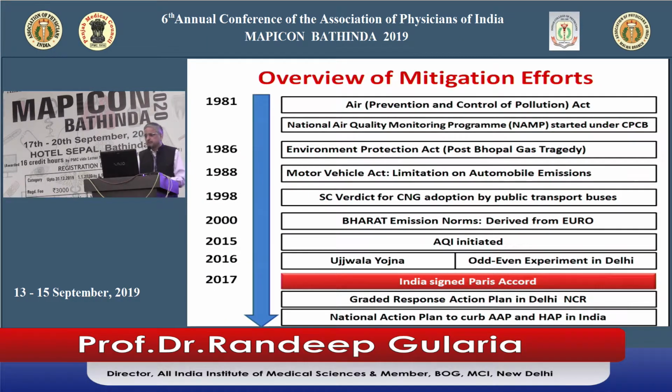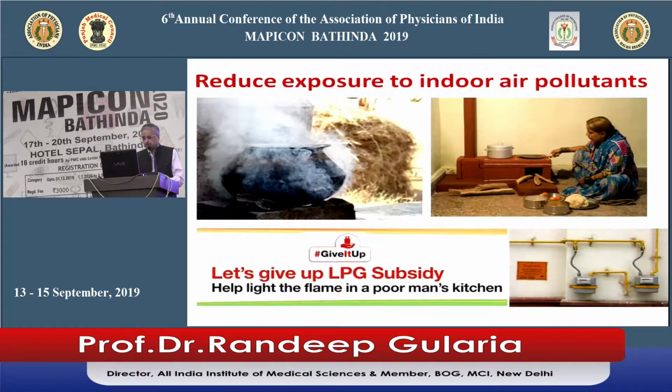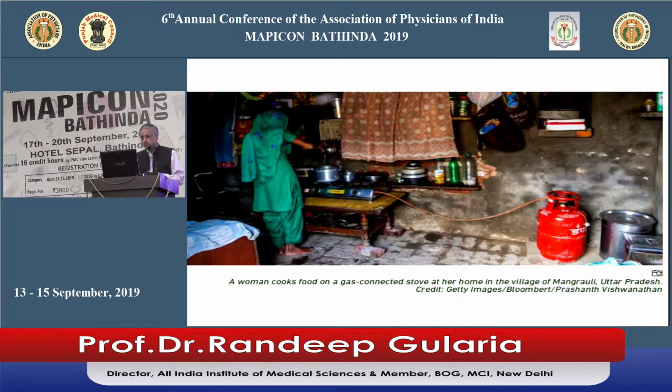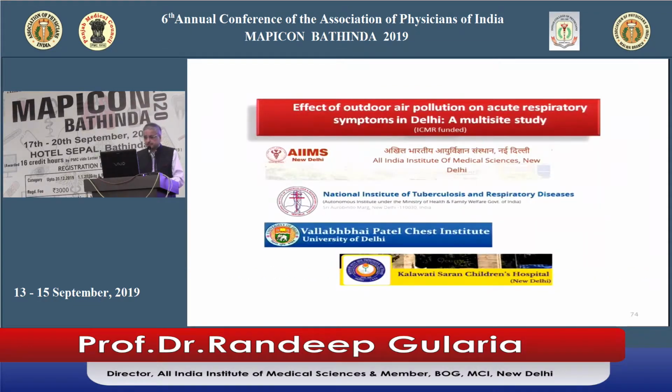There have also been a number of efforts by the government trying to bring in various means. We have the Ujjwala Yojana by the Prime Minister, which is trying to get LPG into rural India, the odd-even experiment in Delhi, and now there is an action plan to curb both indoor and outdoor air pollution. We have the smokeless chula and LPG subsidies, trying to bring better quality fuel to rural India, but this has worked only partially. There is now a move to have LPG in rural India, and I hope this becomes a movement so that we can decrease indoor air pollution in rural India.